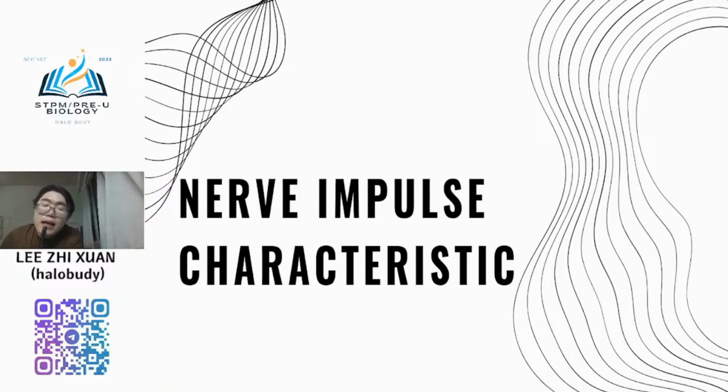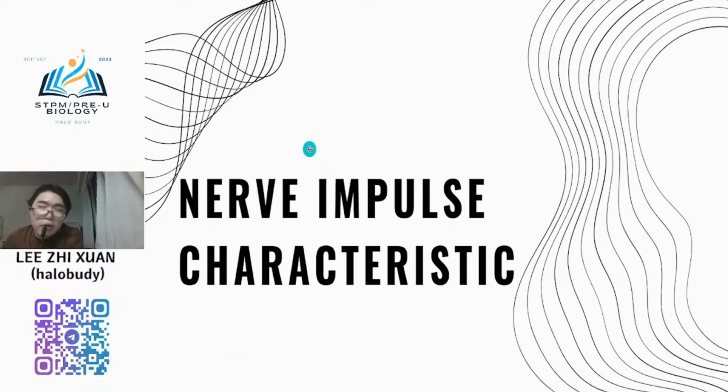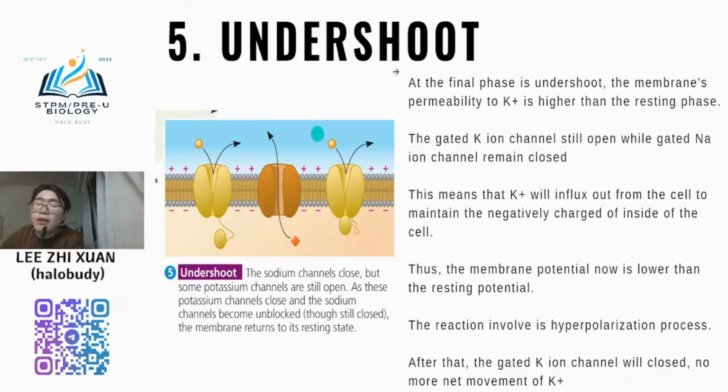Okay, next I will explain about the characteristics of nerve impulse. I already explained that the nerve impulse can be transmitted along the axon, and when one part of the axon receives the electrical impulse, it will trigger the action potential. Now we need to learn about the characteristics of nerve impulse. So what are the characteristics of nerve impulse?